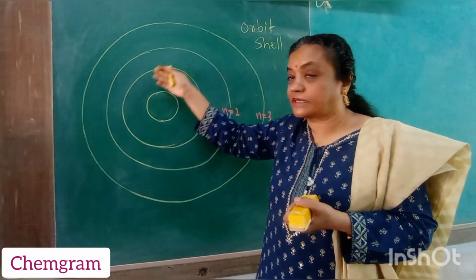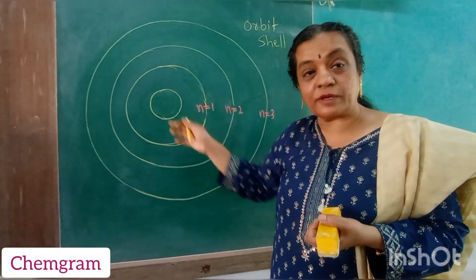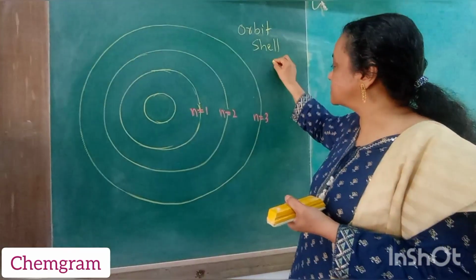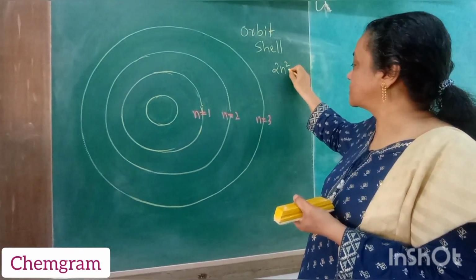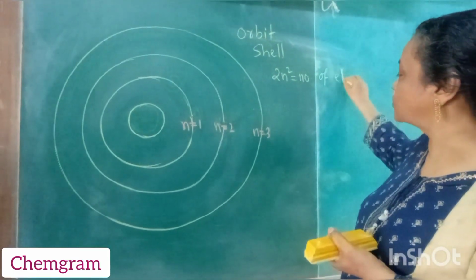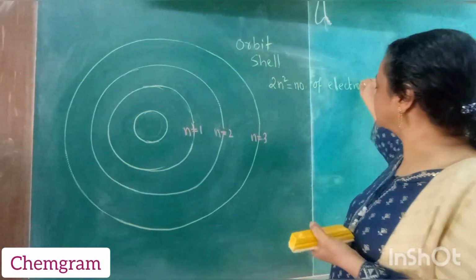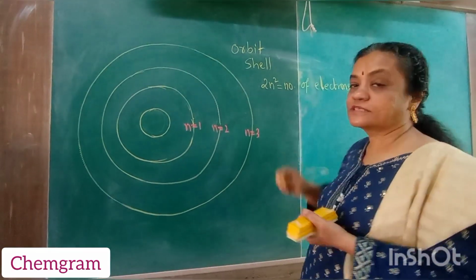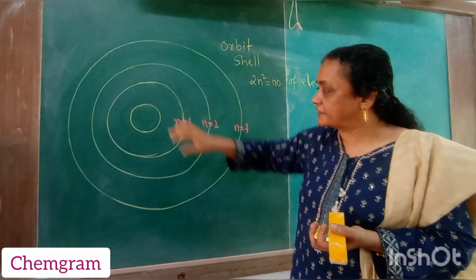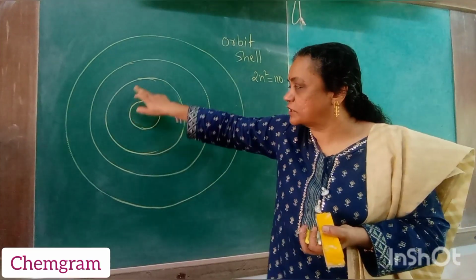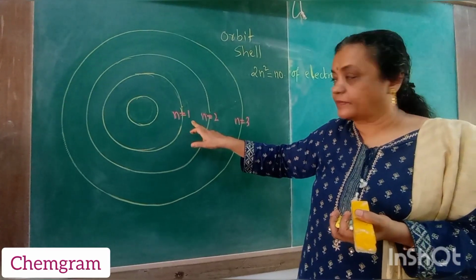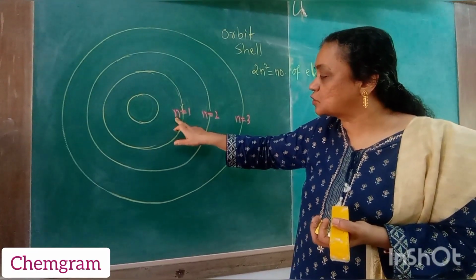क्या सारे इलेक्ट्रॉन एक ही ऑर्बिट में हैं या अलग अलग ऑर्बिट में हैं? This is given by a formula, 2n² is equal to the number of electrons. मतलब क्या है? The first orbit which is shown here, if I represent it as n equal to 1, then the number of electrons here will be 2n².